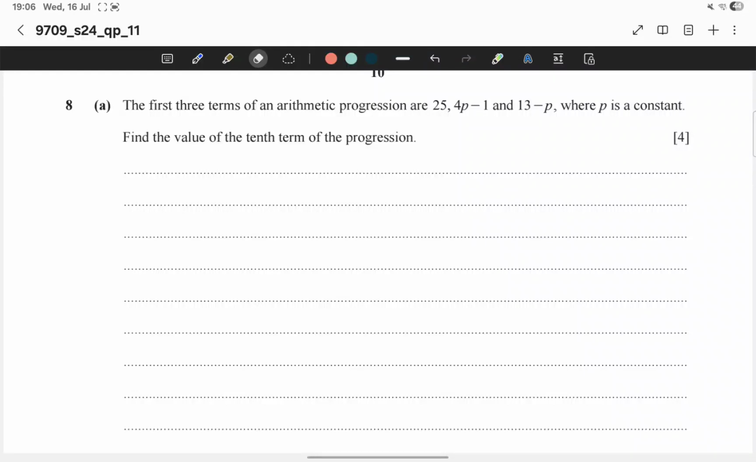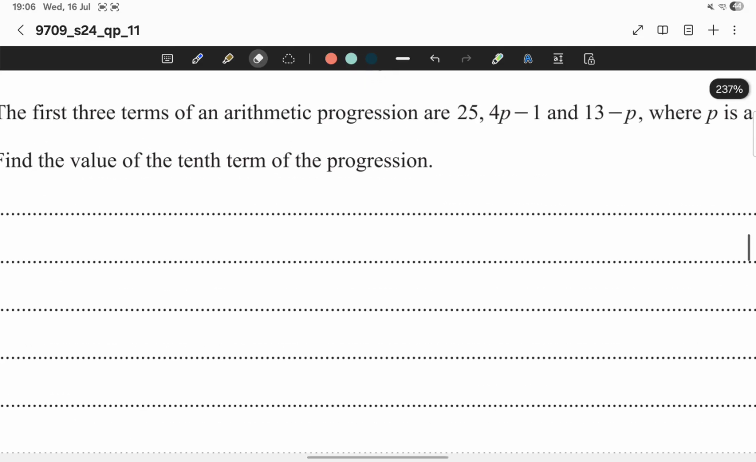So number 8 is saying the first three terms of an arithmetic progression are 25, 4p minus 1, and 13 minus p, where p is a constant. Find the value of the 10th term of the progression, right? And we're told that it's an AP, an arithmetic progression.